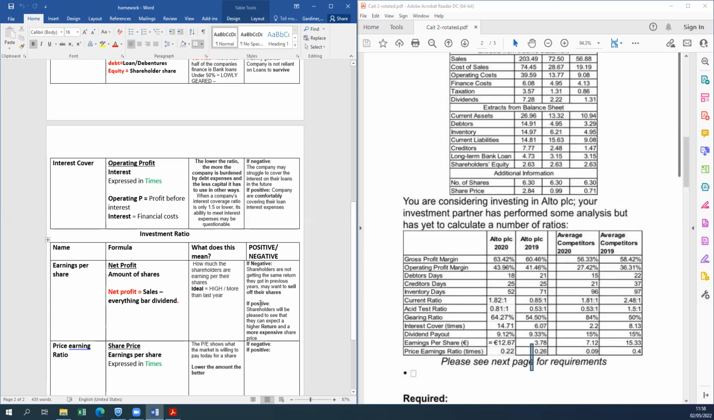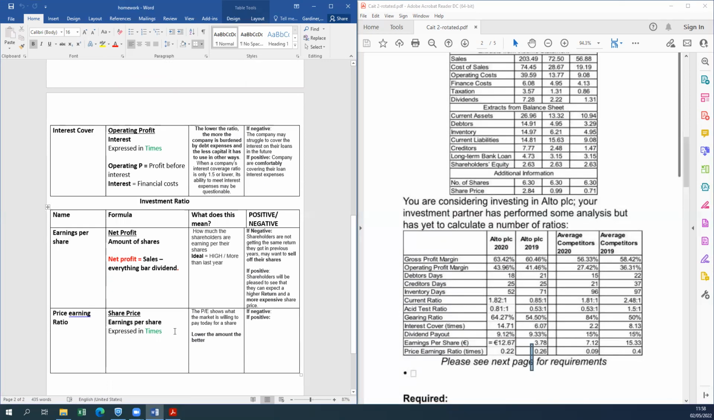They don't want that. If positive, shareholders will be pleased to see that they'll expect a higher return, so more dividends. And if they want to sell their shares, they'll be getting a lot more money for them, so a more expensive share price. But don't even go into that. Just go into getting a higher return, because that's all they want from you.